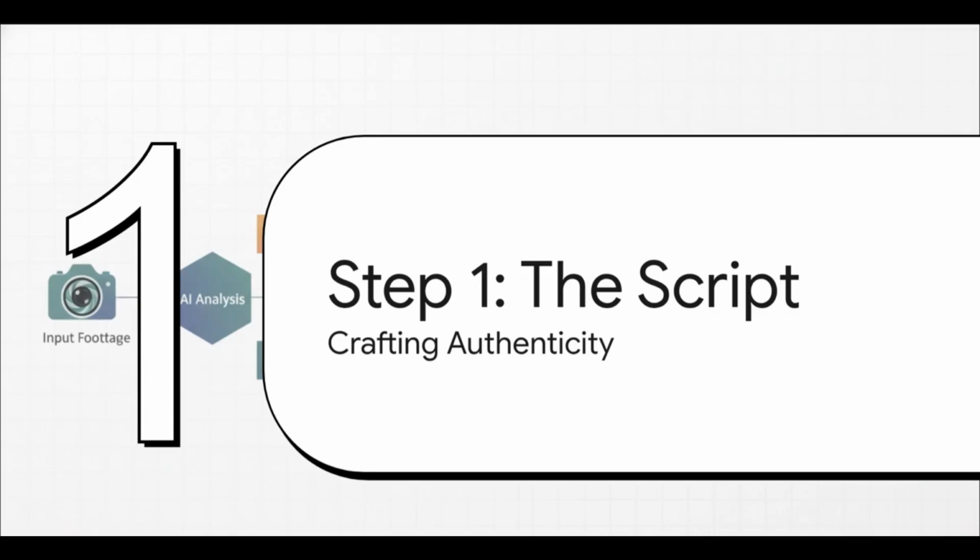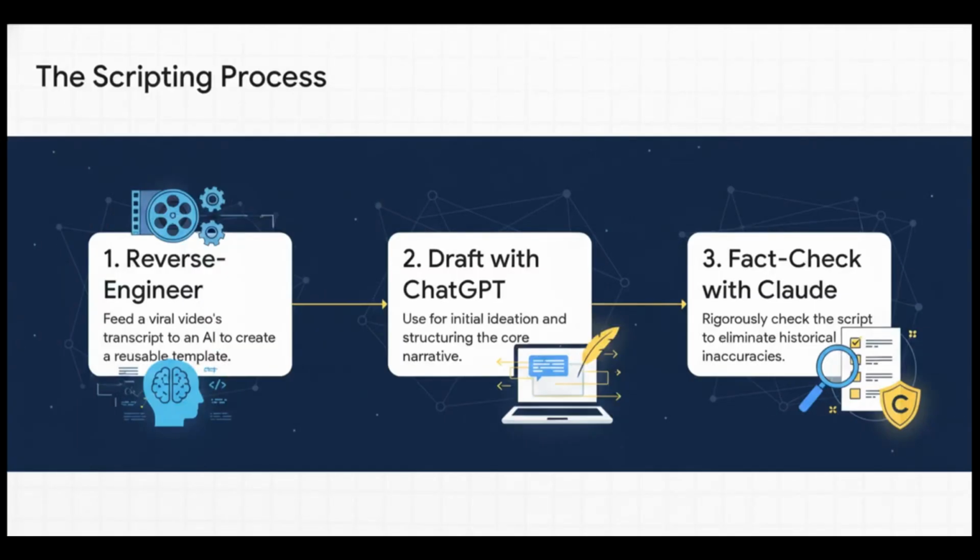So where do we start? It all begins with the script. The entire foundation of a credible documentary, the absolute bedrock, is a solid, fact-checked script. Seriously, this part is completely non-negotiable. And the process for getting that script is simple, but oh man, is it powerful. It's just 3 steps. First, you find a successful script and reverse engineer it to make a template. Second, you draft your new story. And third, and this is the most crucial step, you use an AI like Claude, which is really well known for being accurate, to go through and fact-check every single detail.